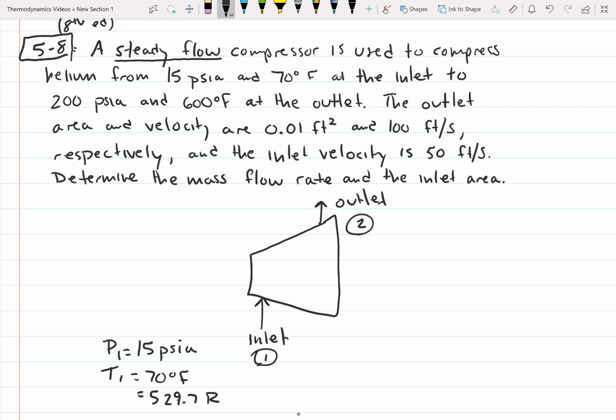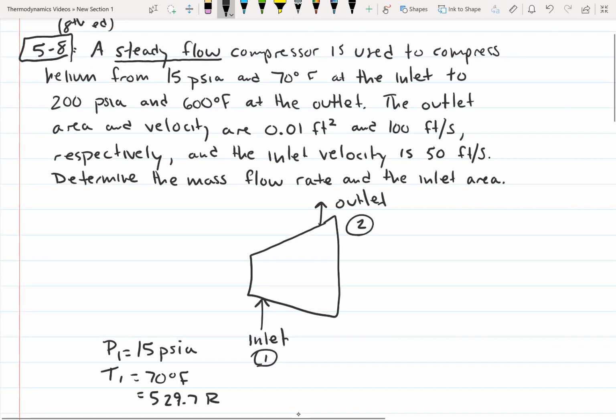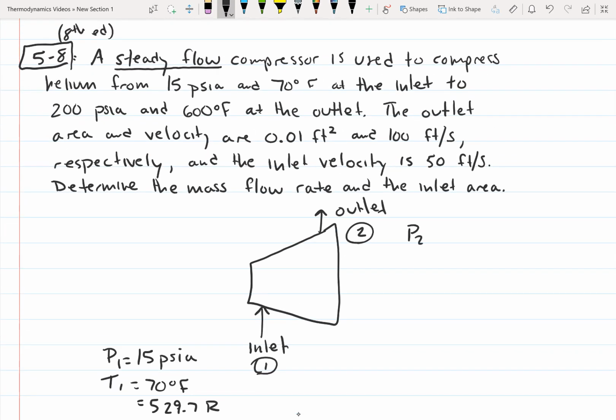And then at the outlet, P2 is 200 psi absolute. T2 is 600 degrees Fahrenheit, which is 1059.7 Rankine. And then it also tells us the outlet area and velocity.